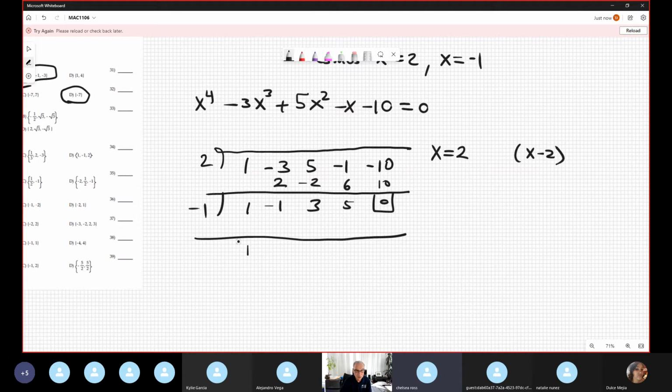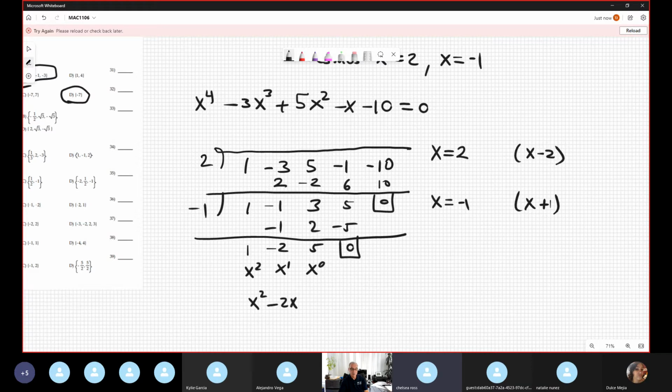Now 1, -1, -2, +2, 5, -5, 0. Okay, at x equal -1, the factor is x plus 1. And no more real factors. So I need to investigate what happened on that part. It is degree 2, actually x squared minus 2x plus 5.